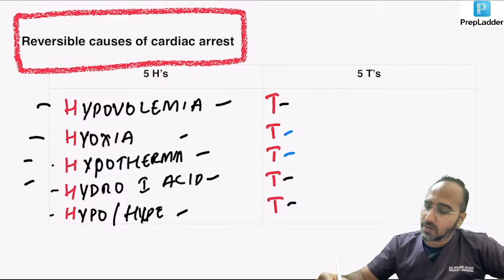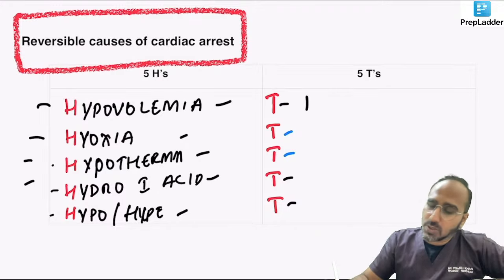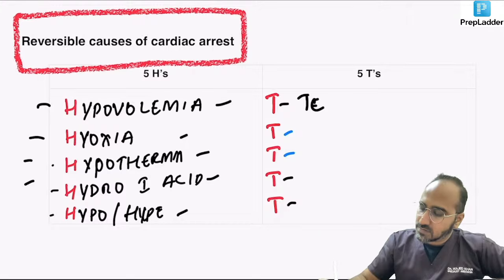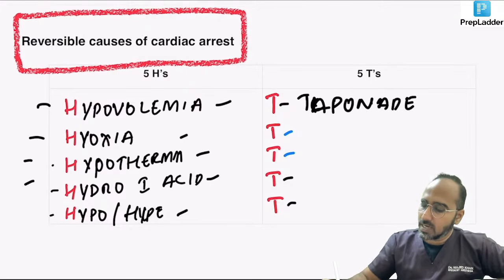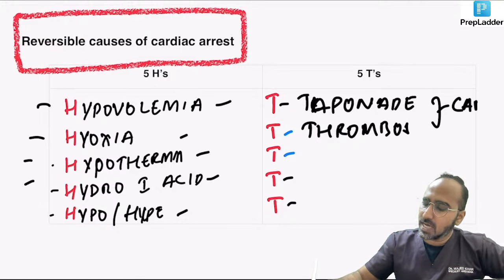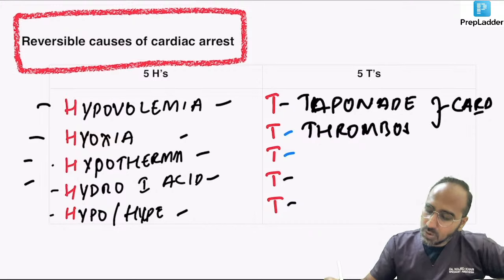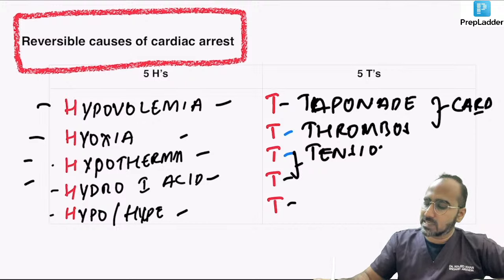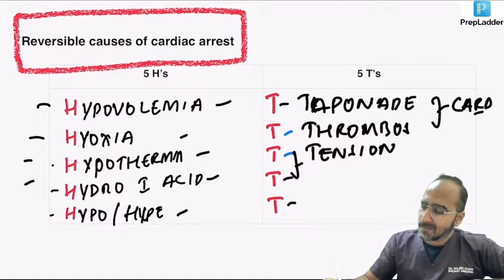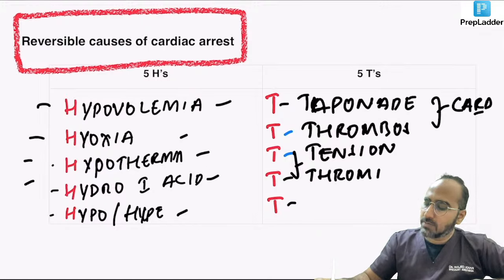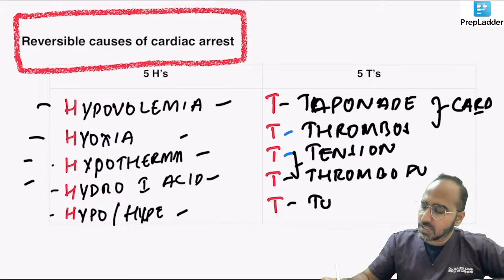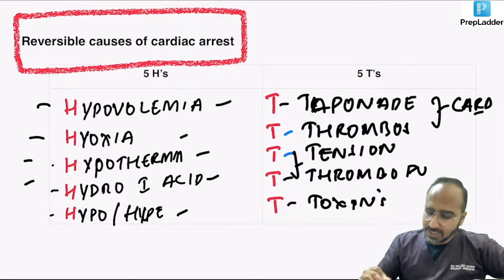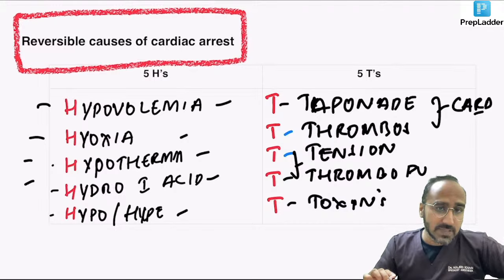5 T's should also be ruled out. 5 T's means what? 2 T's related to the heart: cardiac tamponade or thrombosis. And 2 T's related to the lung. What are they? Tension pneumothorax or pulmonary thrombosis. Last is toxins, which has to be ruled out. These are the reversible causes that have to be ruled out.